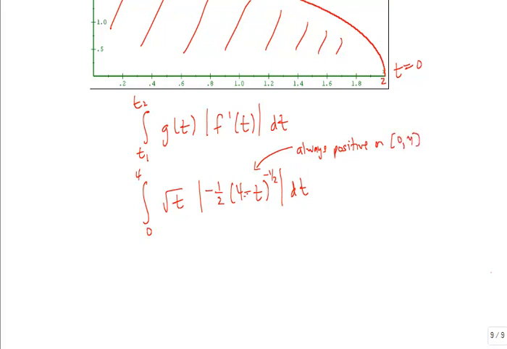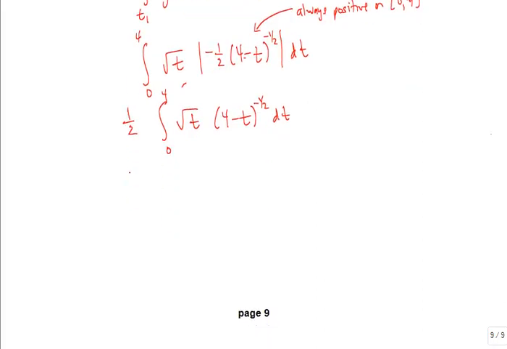So we can drop the absolute values around it, and the absolute value will actually take away this negative as well. So the 1/2 I'm going to pull out, the negative will disappear because of the absolute values, and I get to drop the absolute value because this 4 minus t to the negative 1/2 will always be positive on the interval that we're looking at. So this becomes 1/2 times the integral from 0 to 4 of root t. And if I move this down to the bottom, let me rewrite this as square root of t over the square root of 4 minus t dt.